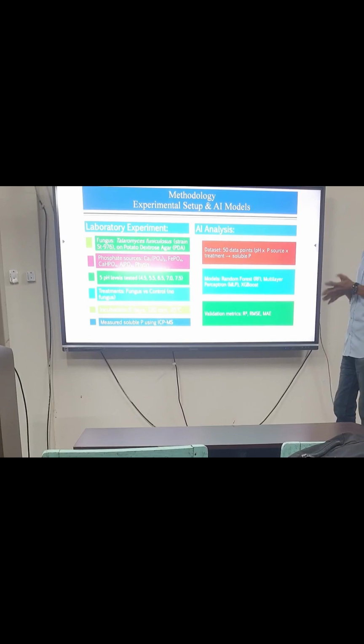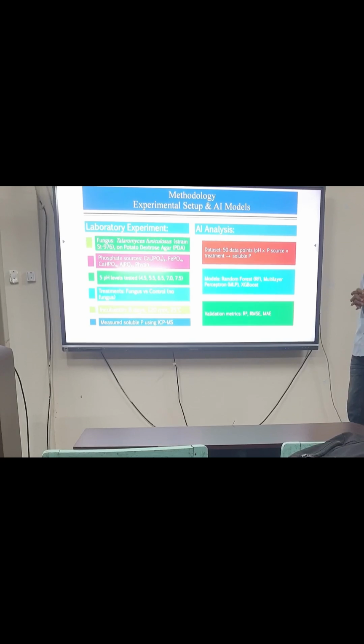First of all, the fungus. They used the Talaromyces unicolor strain ST976 on potato dextrose agar, PDA. Here there can be a confusion about ST976: is it a globally recognized strain? What do you think? Maybe not, because sometimes researchers label the strain number by their own scope, like we label our samples. That's why it is not a globally recognized strain. It is locally recognized.